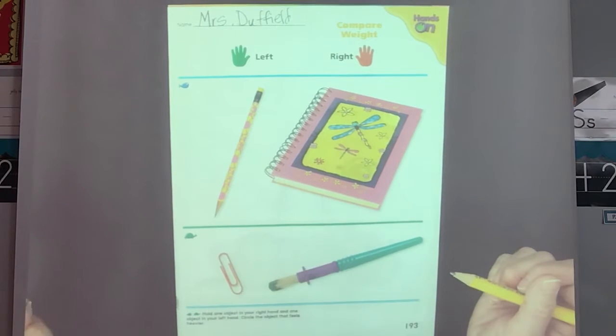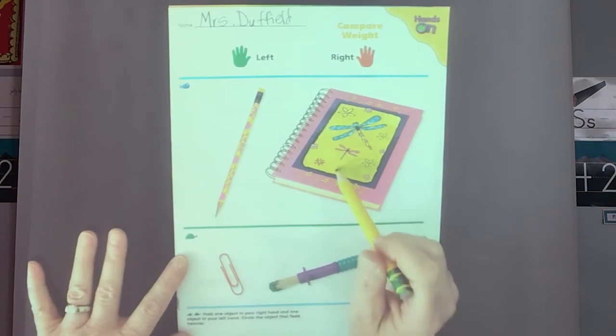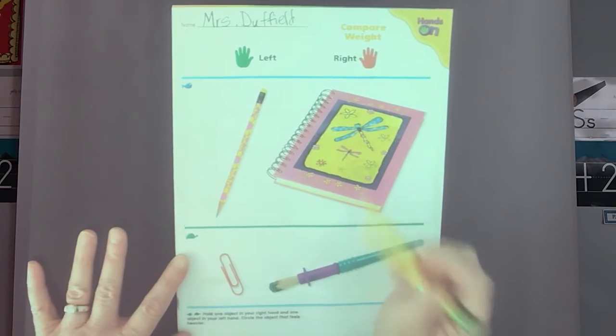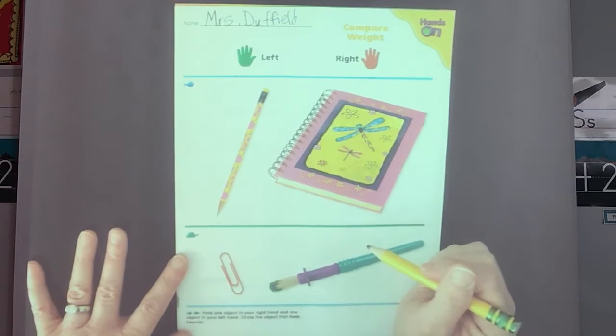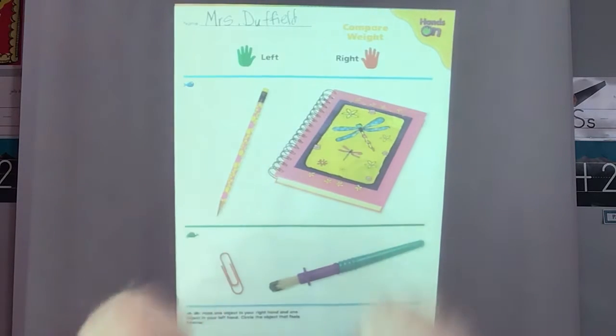So it's saying to hold one object in your right hand and one object in your left, and circle the object that feels heavier. So if you can go find a book and go find a pencil. Pause the video, go find a book and go find a pencil, and I want you to hold one of each in your hand. I've got mine right here.